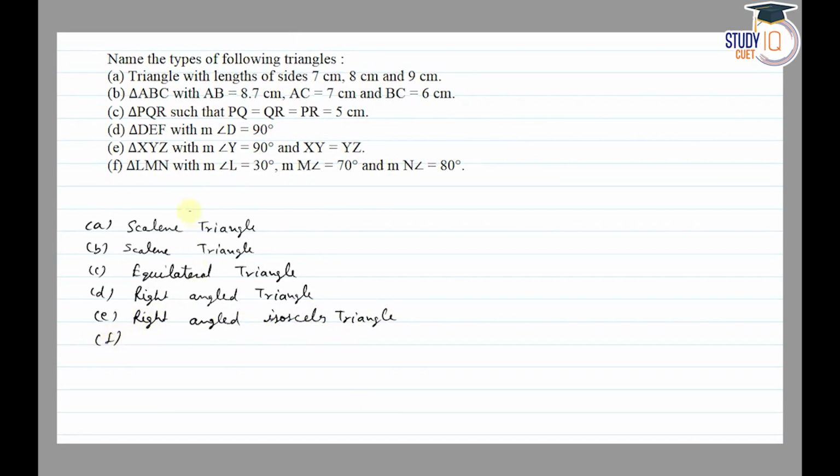And part F is triangle LMN with angle L equal to 30 degrees, M equal to 70 degrees and N equal to 80 degrees. So all angles are acute angles. So it will be an acute angled triangle. Thank you.